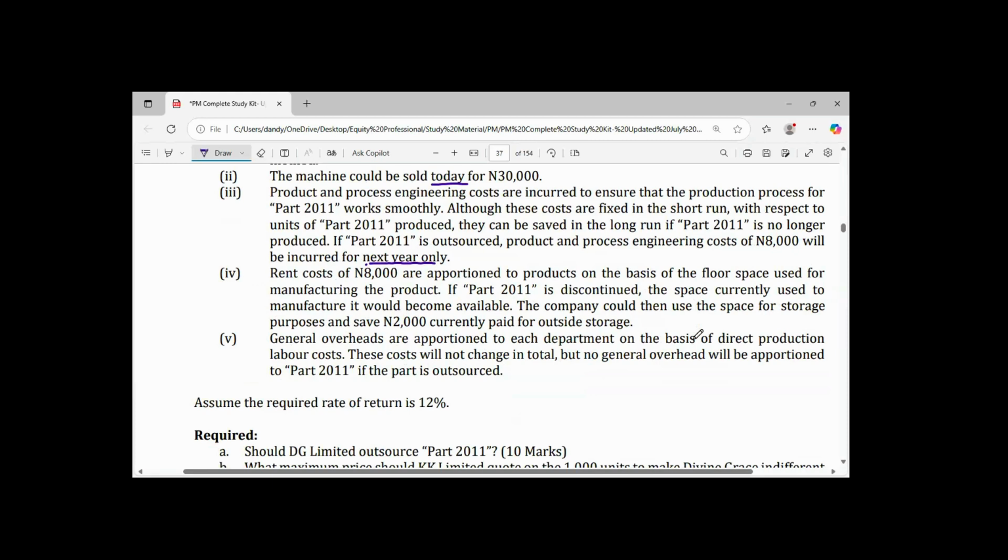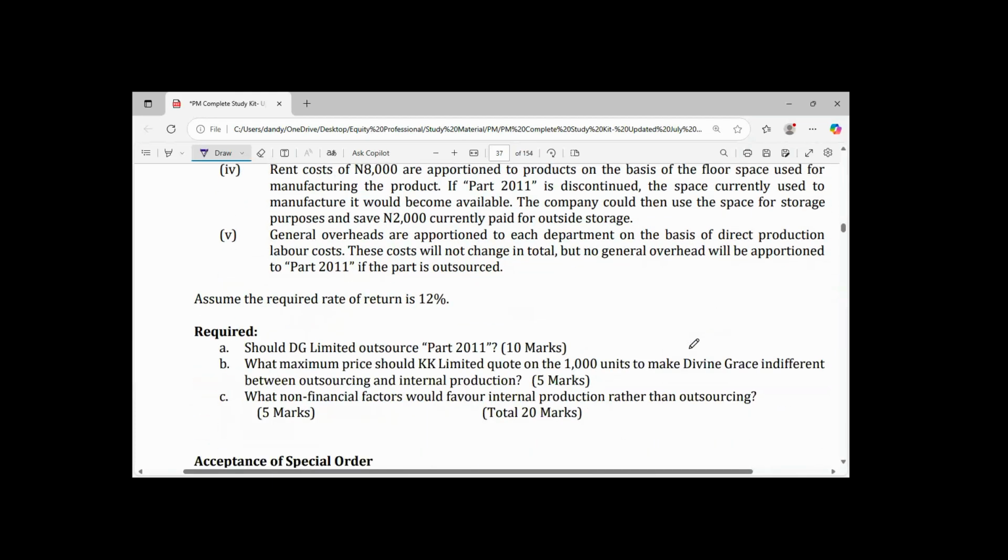5. General overheads are apportioned to each department on the basis of direct production labor cost. This cost will not change in total, but no general overhead will be apportioned to Part 2011 if the part is outsourced. Assume the required rate of return is 12%.